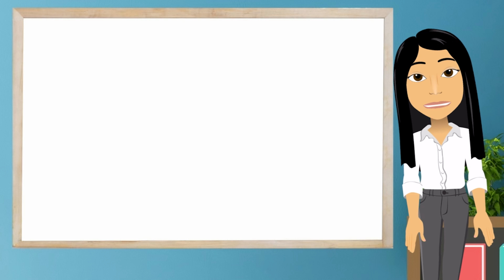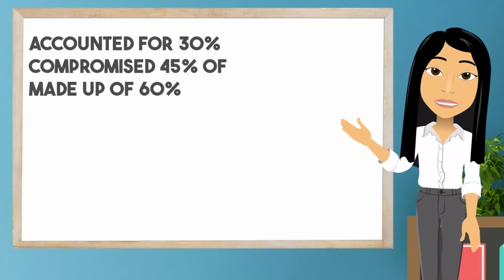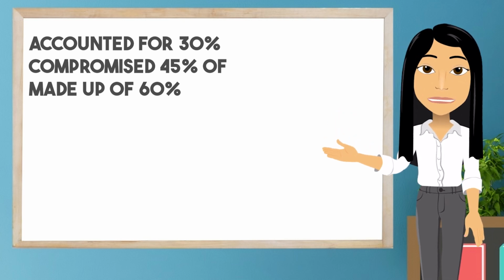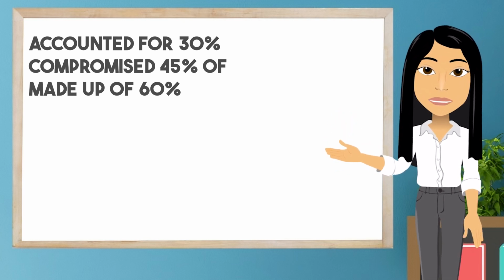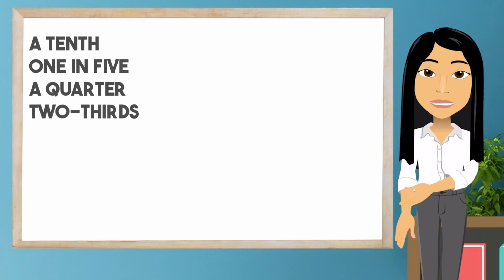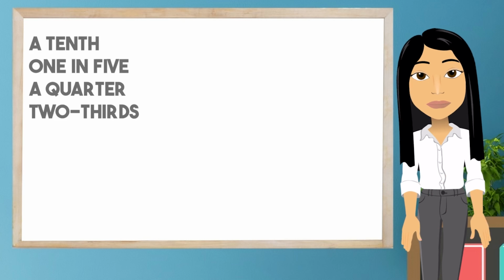Percentages can be included in the sentences in several ways. Phrases like accounted for 30%, comprised 45% of, or made up 60% of can be used to express percentages. To represent these percentages in fractions, a tenth, 1 in 5, a quarter, or 2/3 can be employed.